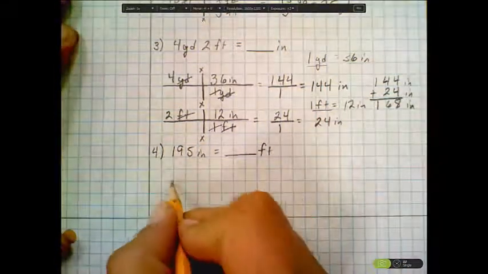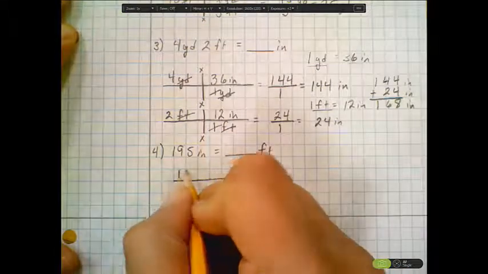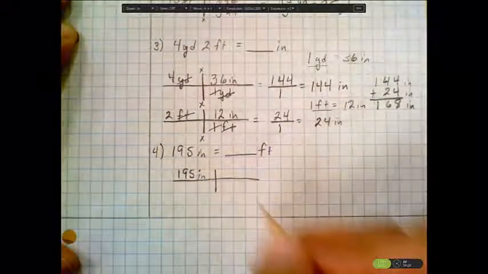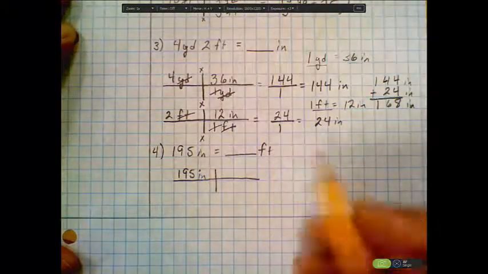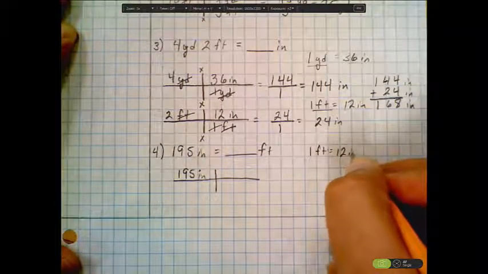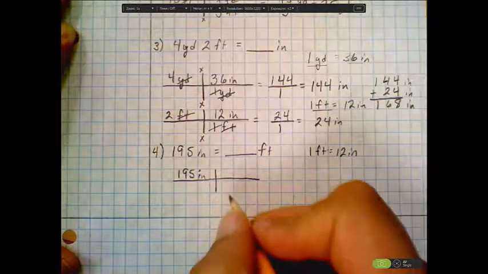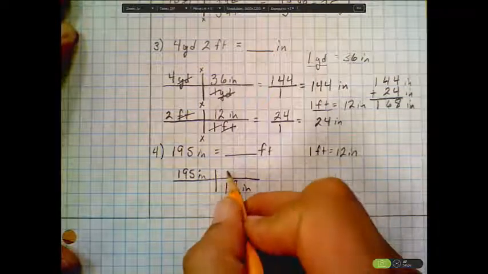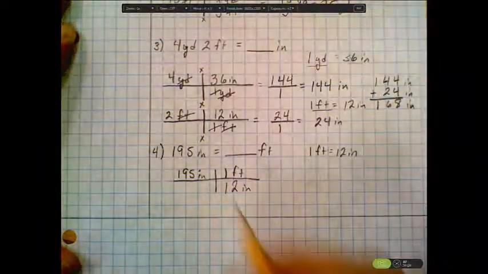Again, we're going to start with drawing our division line. Write what they give us in the first section. Draw a line to separate it. And then look for our conversion factor. We want inches and feet. We know that 1 foot is equal to 12 inches. We have inches on the top here, so we need inches on the bottom so that we can cancel them. So 12 inches on the bottom, and 1 foot goes on the top.